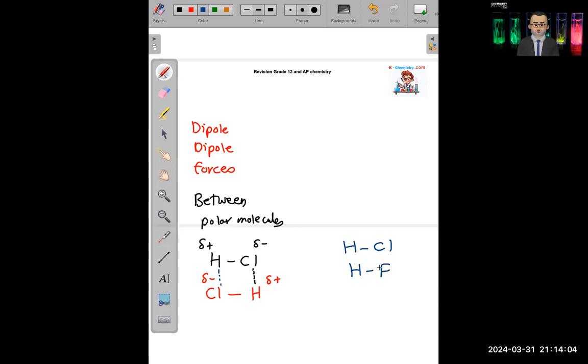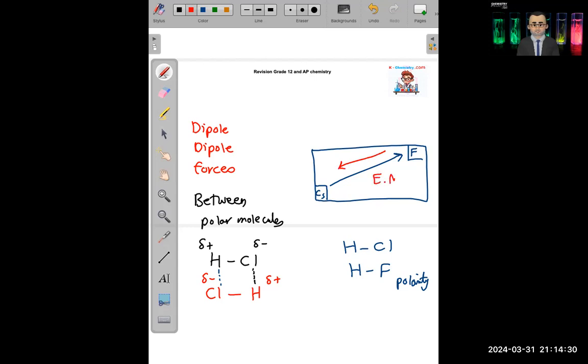For example, which one has more polarity, HCl or HF? Because F has higher electronegativity, the polarity is more. The ability of fluorine to attract the electrons is more than the ability of chlorine. Why is that? Because fluorine has higher electronegativity. How do we know that? As we go right and up in the periodic table, the electronegativity increases, making fluorine the most electronegative atom and cesium the least electronegative. If you go left and down, the electronegativity decreases.